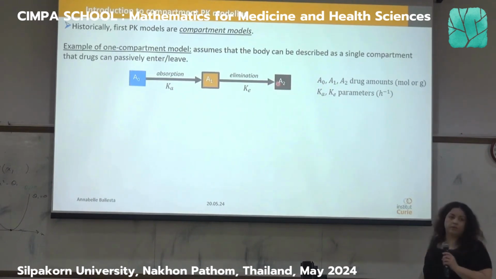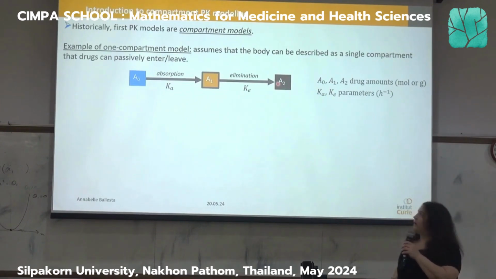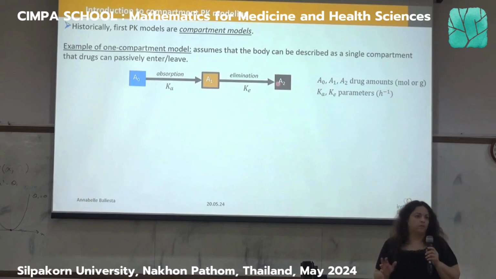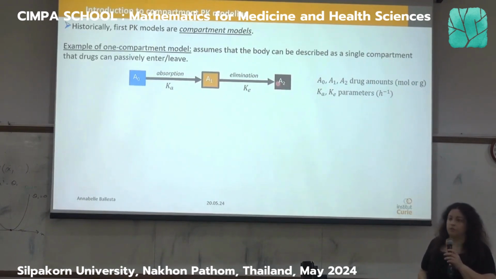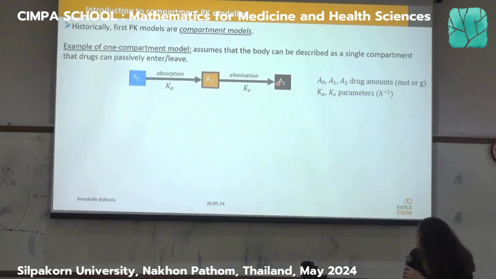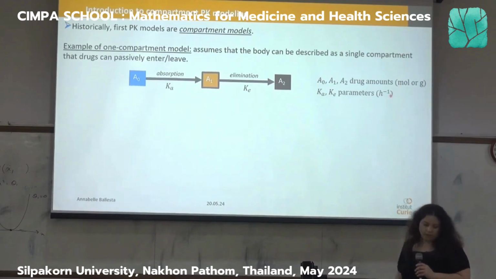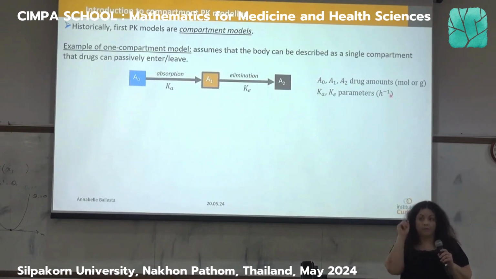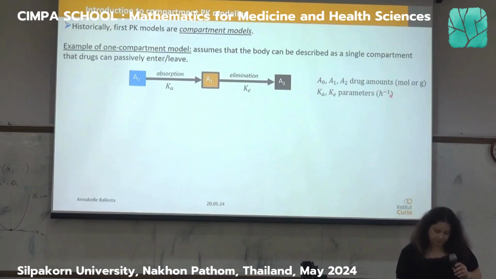And you have two parameters, Ka and Ke, and typically their unit would be the inverse of the time units. So here I put hour minus 1. Okay, so now we can think of two different types of drug administration.